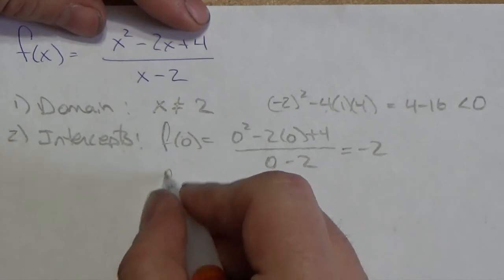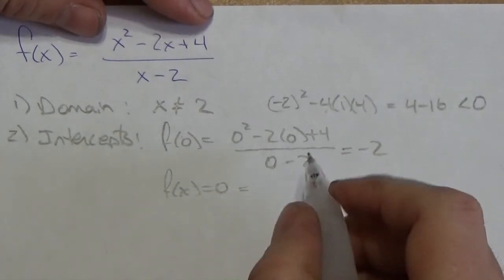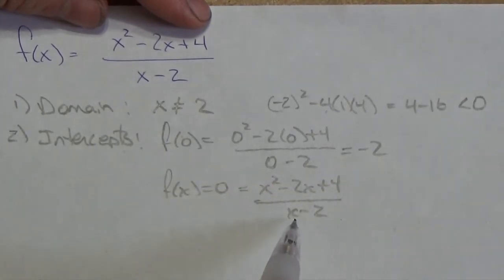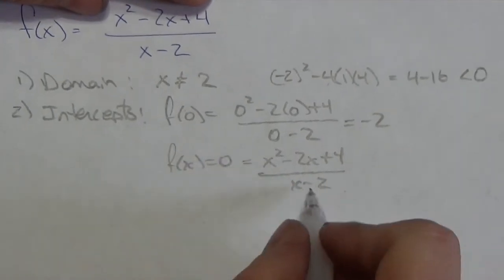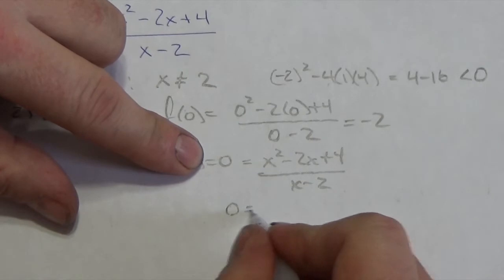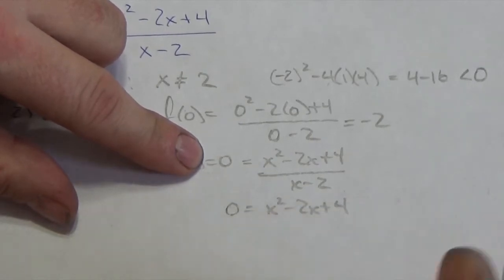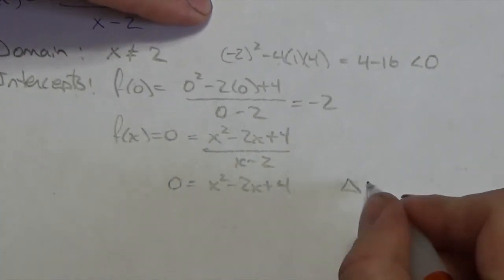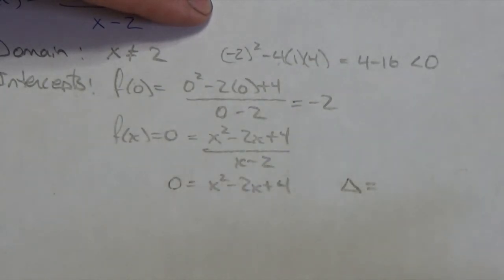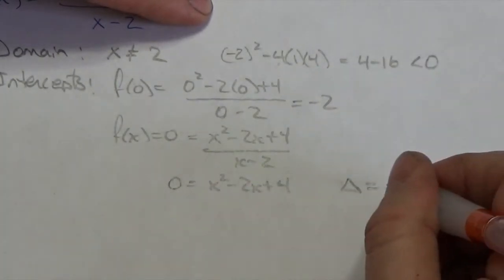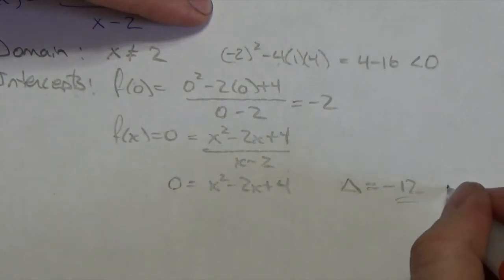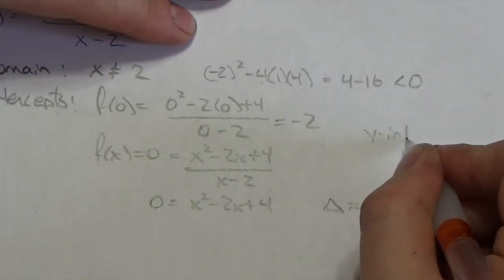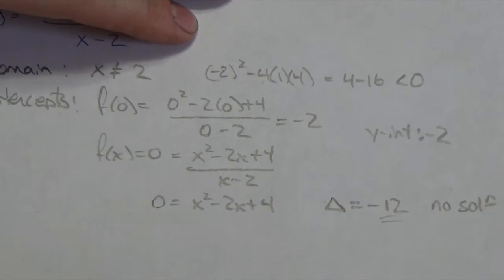The x-intercept will be where f of x is equal to 0. And that will be (x squared minus 2x plus 4) over (x minus 2). The denominator is not going to be responsible for that, so I could multiply through by the denominator. That's going to be irrelevant. X squared minus 2x plus 4. And actually, ironically enough, I just did the work on this. Notice that the discriminant, and I did that work up here to see if I could factor it, was equal to negative 12, which means no solution. So the y-intercept is negative 2, and there is no x-intercept.